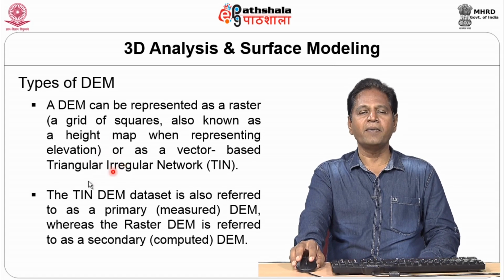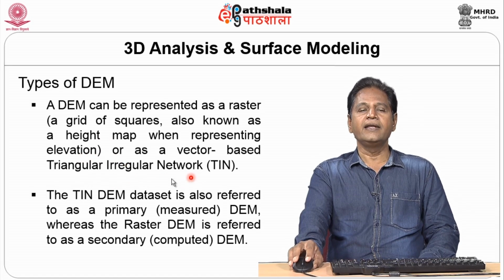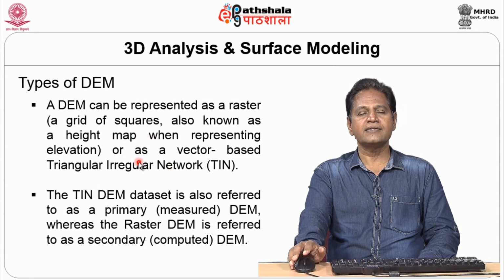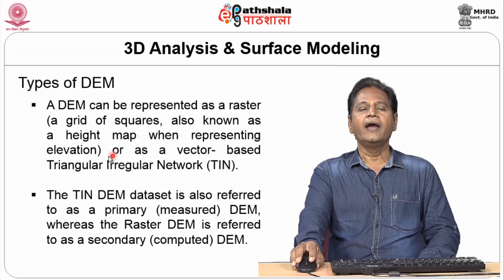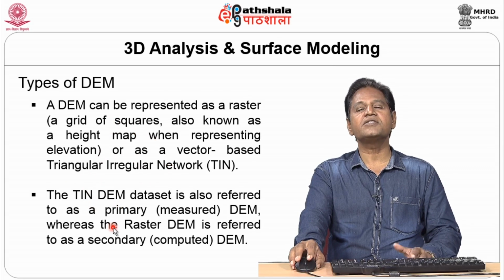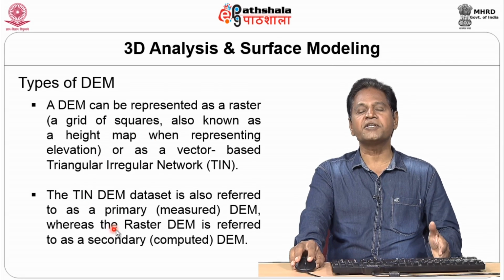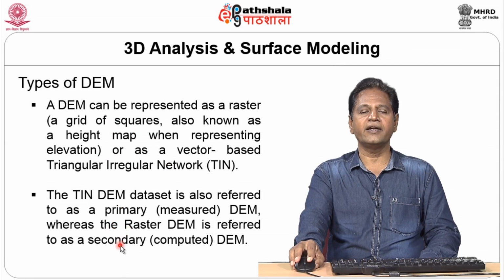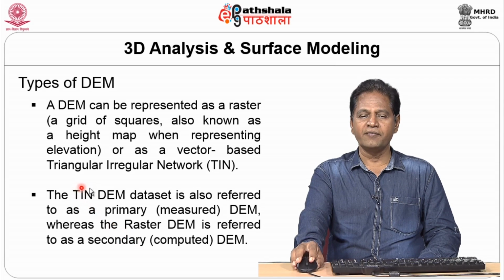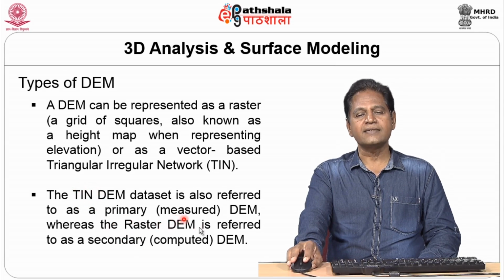I was telling you of the TIN part of it, triangular irregular network. This is one of the important inputs along with your DEM, a raster and a vector data. In a TIN DEM data set, this is also referred to as primary data, which is measured data, which is measured from the field and then generated and created. Whereas a raster DEM is referred to as secondary data, it is nothing but computed data. I am just telling you the TIN is mostly vector based, DEM raster based.